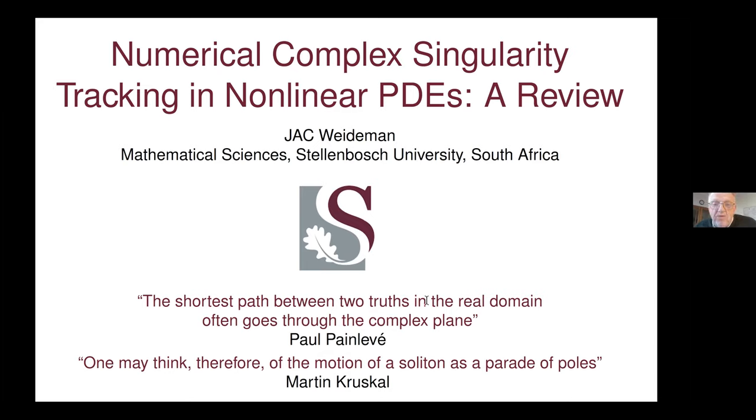It brings me to these two quotes, two of my favorite quotes in mathematics. The first is by Poincaré, which says that the shortest path between two truths in the real domain goes through the complex plane. What he's trying to say is, if you have a feature or a property of a function and you see it only on the real axis, then you don't see the full picture. You have to go into the complex plane to really see everything. The other famous quote is the one by Kruskal, shortly after the discovery of the soliton, who said that these solitons can be seen as a parade of poles in the complex plane. Hopefully I'll show you some pictures later on of exactly that.